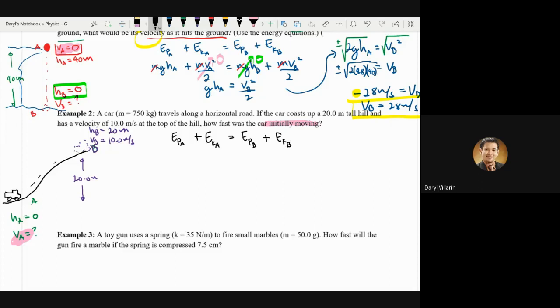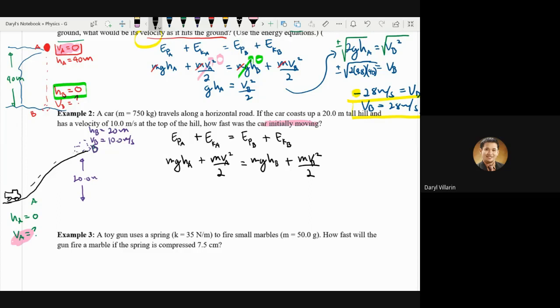So what would be the potential energy at A? Well, it's given by mgHA, so the subscript is A, height at A, plus kinetic energy, which is mv sub A squared divided by 2. And then potential at B would be mgHB plus mv sub B squared divided by 2.